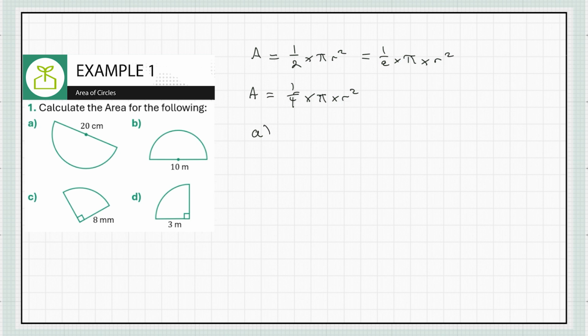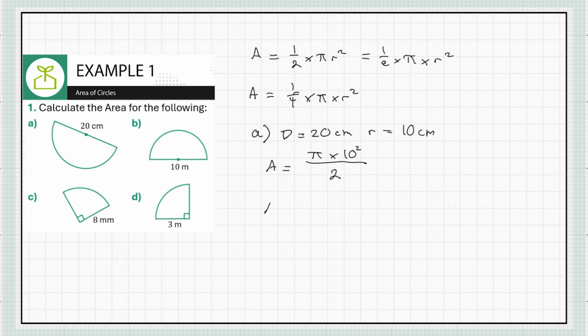Alright, let's get started with A. So for A, it's typical they give you the diameter for semicircles. So our diameter is equal to 20 centimeters. That means our radius is equal to 10 centimeters. So our area is going to be equal to pi times 10 squared all over 2.